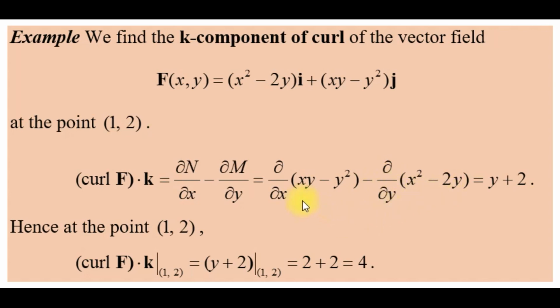Now partial derivative with respect to x is y from here, and partial derivative with respect to y is negative 2 from here, so negative of negative 2 gives plus 2. So curl f dot k is y plus 2. At the point (1, 2), curl f dot k is y plus 2 evaluated at (1, 2). So here y is equal to 2, so this is equal to 2 plus 2, which is equal to 4. This is the k component of the curl of the vector field f at the point (1, 2).